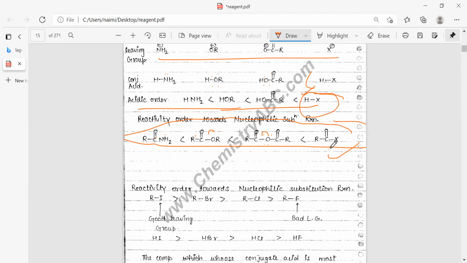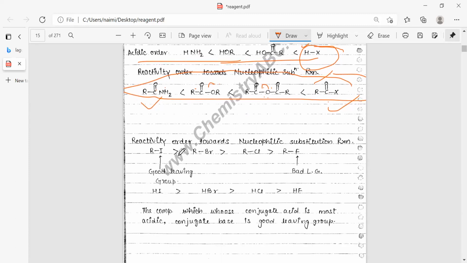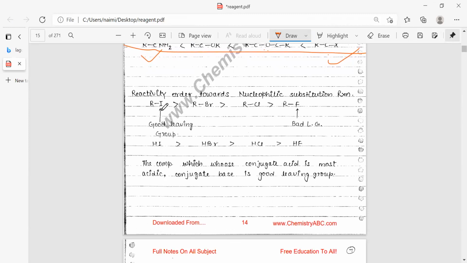You can see there is no resonance here, so the reactivity is much more. Here stability is much more. This is more stable than this one, then this one, then this one. But when you choose reactivity from the stability order, this one is more reactive. So for reactivity order towards nucleophilic substitution, this one is the most reactive towards the nucleophile.